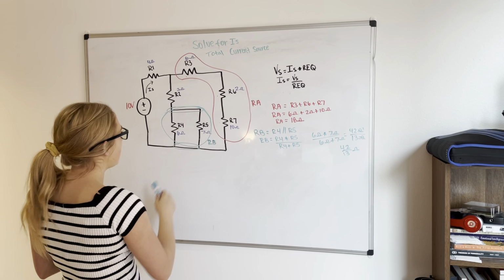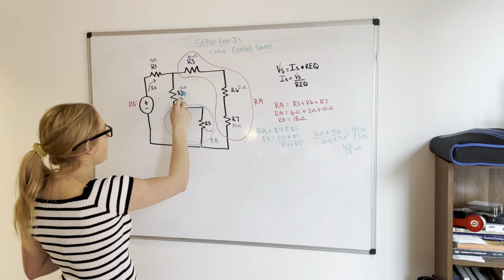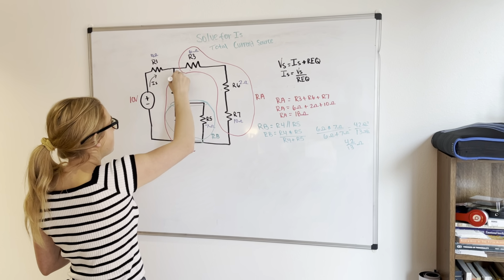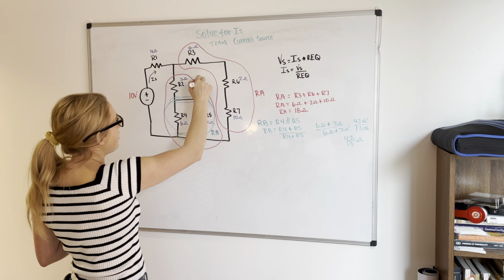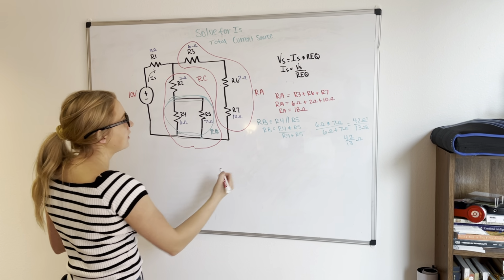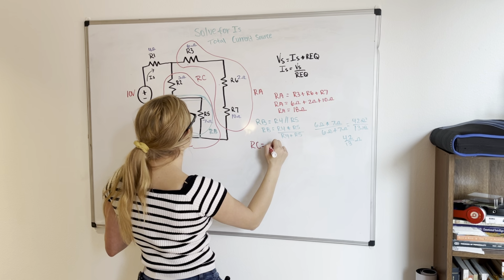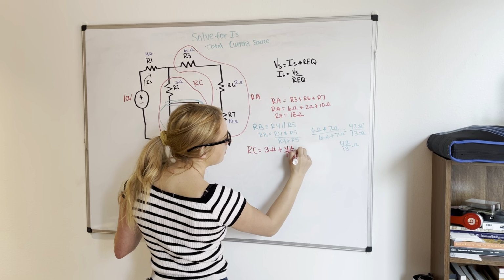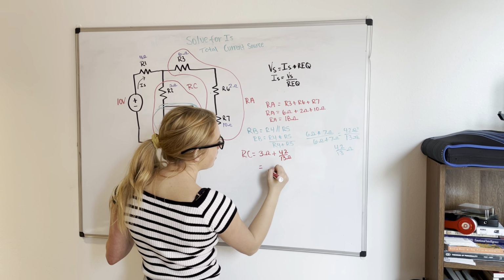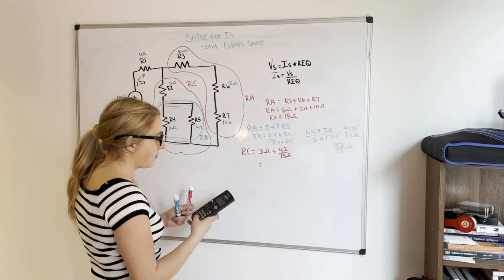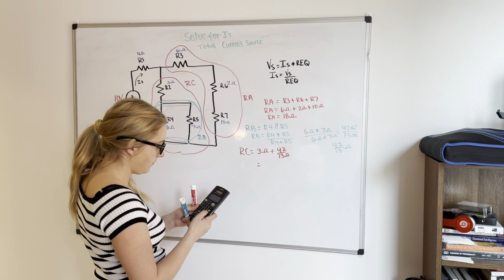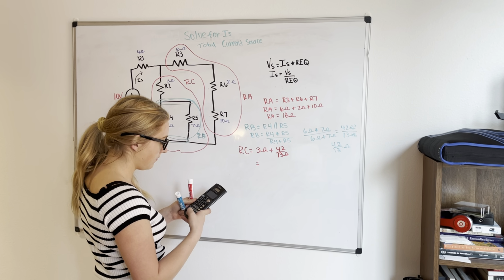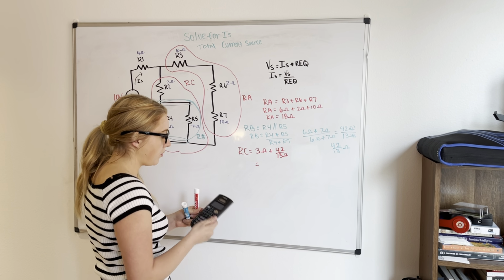And so now, because we combined these two, it's going to be in series with R2. So I'm just going to color that red, and I'm going to name it RC. And RC is going to be equal to 3 ohms plus 42 over 13 ohms. That's going to be equal to, I'll just get a decimal approximation here real quick, 6.23.